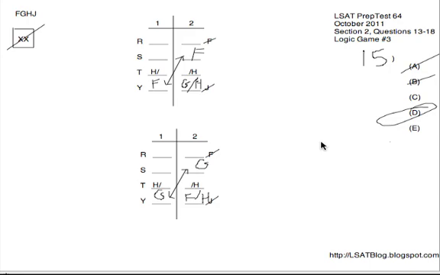I will look at E though. Y doing H on 2. Could that be the case? Have we ever seen it before? Yeah, we did back in number 14. We saw Y doing F on 1 and H on 2, so we know it's possible.